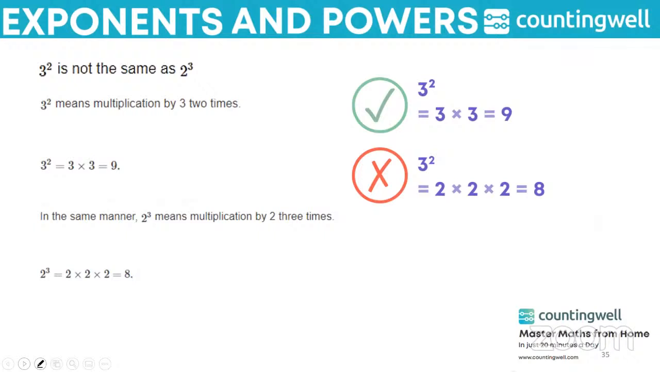Also, 3 square is not the same as 2 cube. Here you can see the difference is that the base is taken as the exponent and the exponent is taken as the base. So 3 square means 3 multiplied 2 times, whereas 2 cube means 2 multiplied 3 times. So 3 square is 3 into 3, which is 9. And 3 square doesn't mean 2 multiplied 3 times. 2 raised to cube is 8.